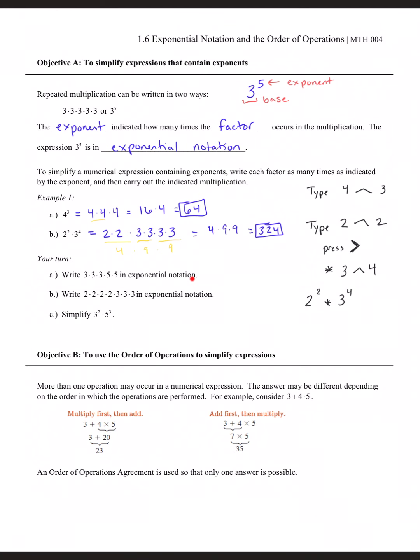Read the instructions carefully and make sure you're doing what it's asking. What I'd recommend is to pause the video, try these, and then unpause the video and check your answers with mine. Go ahead. Okay, so for problem A, it's telling us to write this in exponential notation. So be careful not to go too far with this problem. A common mistake is we end up doing this for this problem. This is where it's very important to read the instructions carefully.